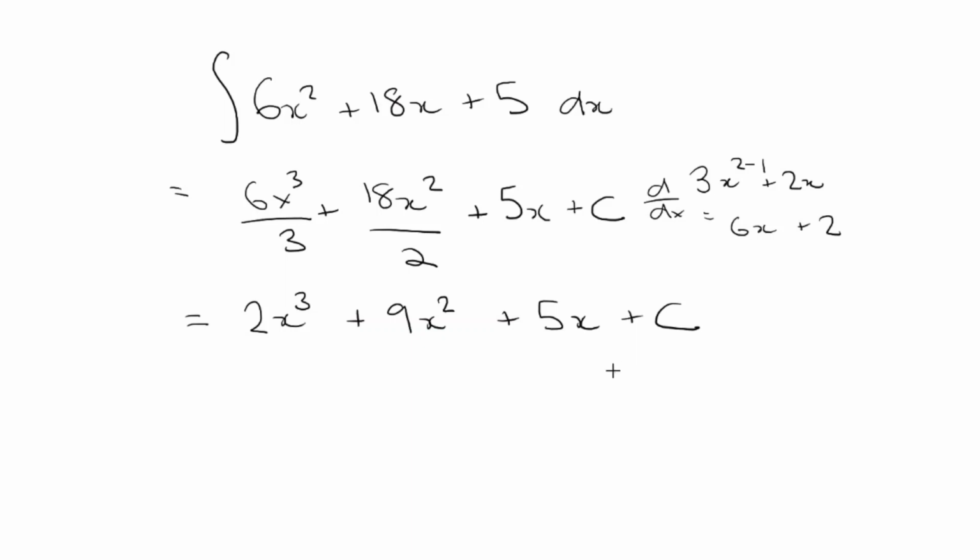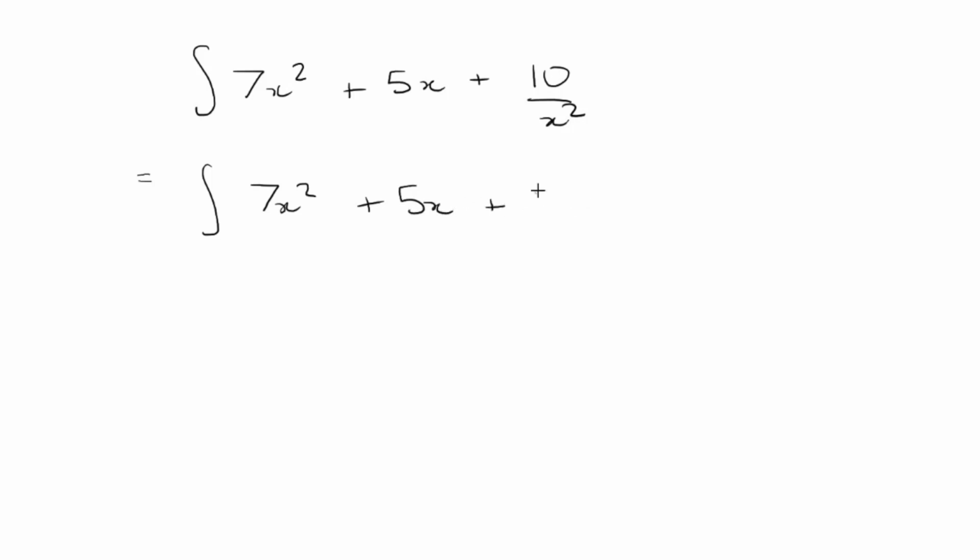Let's have a look at another example. So let's say we want to find out the integral of 7x squared plus 5x plus 10 over x squared. So the first thing we do is simplify this, right? So that is really the same as writing the integral of 7x squared plus 5x plus 10 times x to the power of negative 2. Why? Because something to the power of negative 2 is equal to 1 over x to the positive power, right? So that just makes it a little bit easier to visualize.